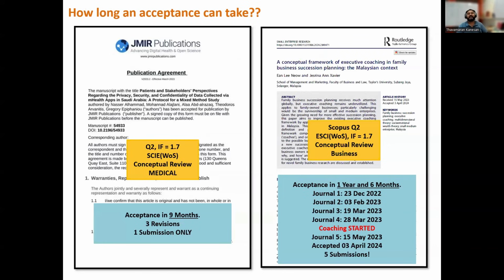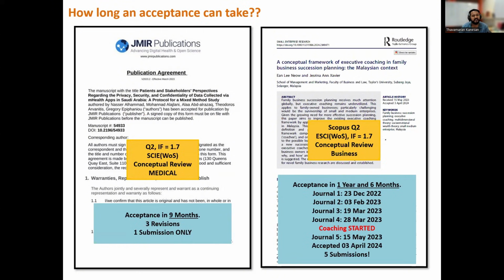Now, how long can an acceptance take? This is one example. Both of these are 100% human written, not AI written. This is one paper from our client from the University of Warwick, Nasir. Altogether, we coached 6 papers from the thesis. This is the first paper: Q2, Impact Factor 1.7, SCIE Web of Science, conceptual review, acceptance in 9 months. That's how long it takes, with about 3 revisions.